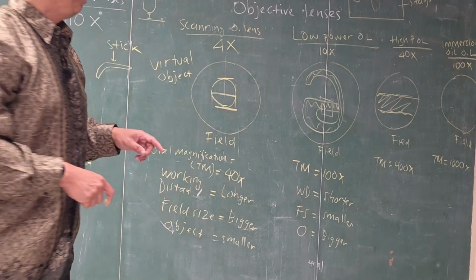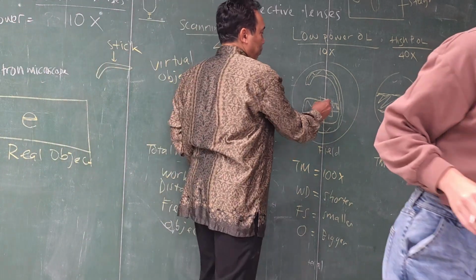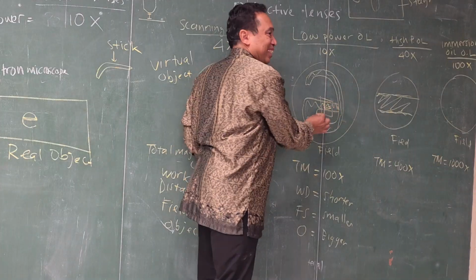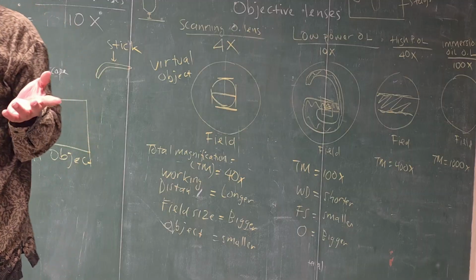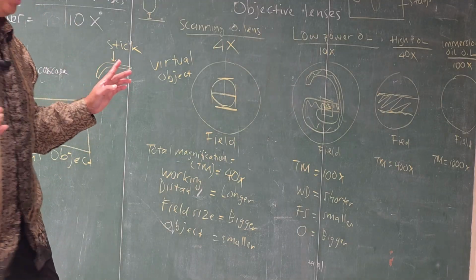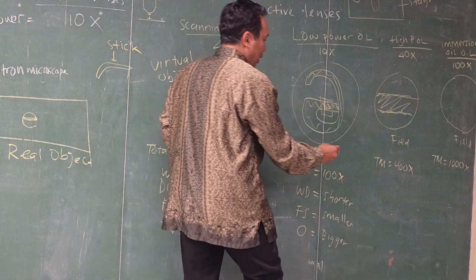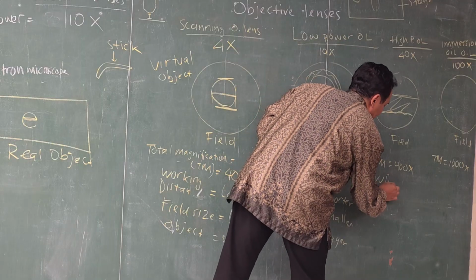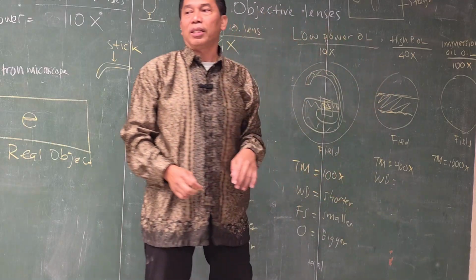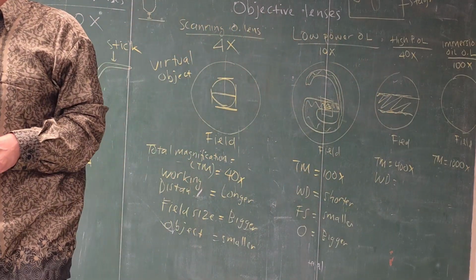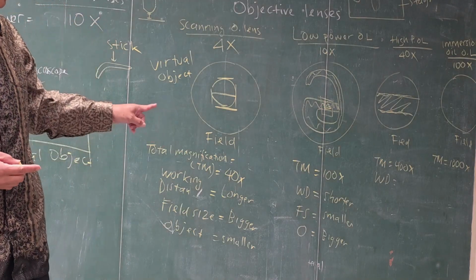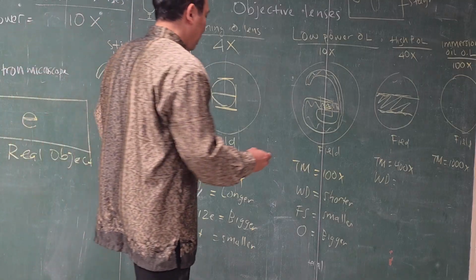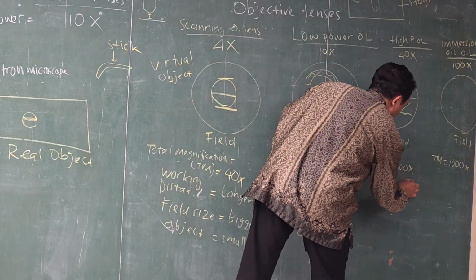So that line, if you put it in the middle, should actually be part of this line over here. Get it? So the object is going to be bigger. The TM is now 400 times. Look at the WD. What happened with the distance? Really, really close, right? Almost touching it. Therefore, the WD will be even shorter.